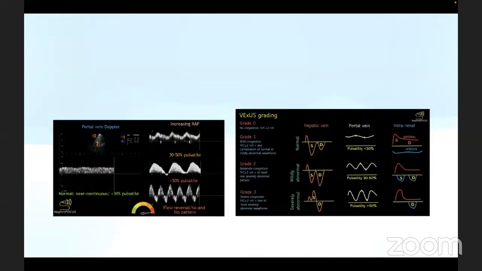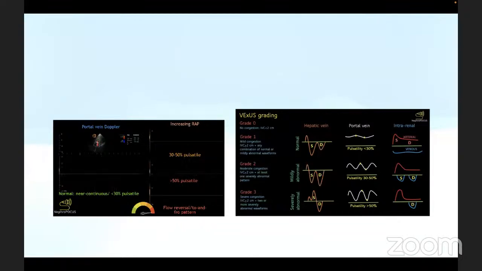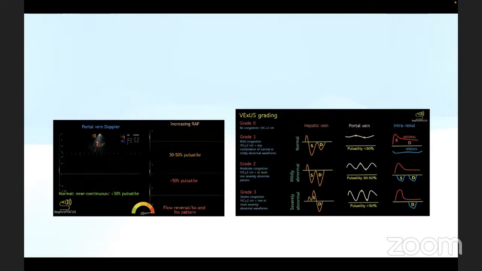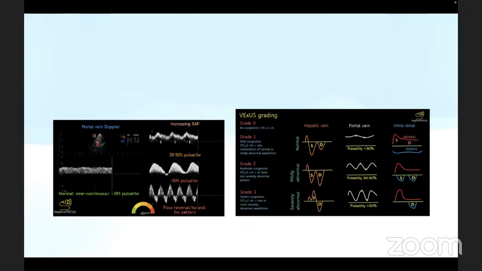Here we can see three types of waveforms based on the flows we have and pulsatility. We have to decide what type of congestion we are expecting in the patient. In portal vein, if the pulsatility is less than 30%, the flow is normal. Mild abnormality is pulsatility between 30 to 50%, and the severe abnormality is when pulsatility is greater than 50%.